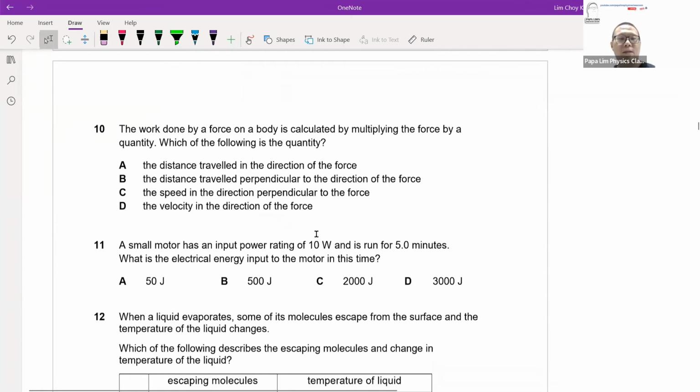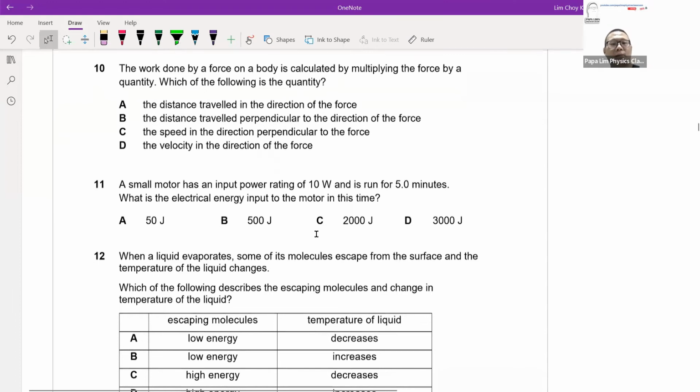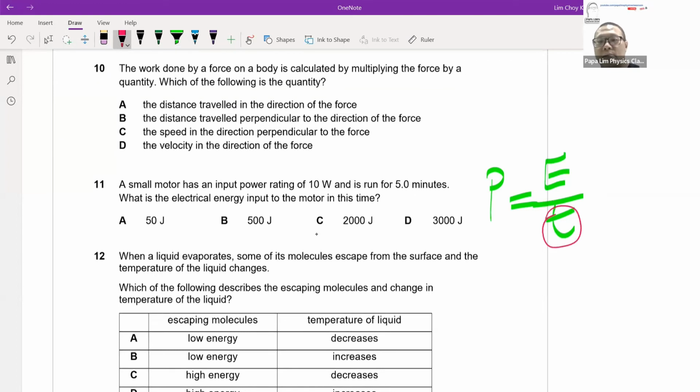Question 10 is a standard definition, so I will not dwell too much. Number 11 is a classic example of power. Power is energy divided by time. Take note, the time that we are looking at is in seconds. So students, if you look at the timing, remember to change it to seconds and not just divide by 5. We are looking at 5 minutes, or 300 seconds. The power that I have is 10 watts.